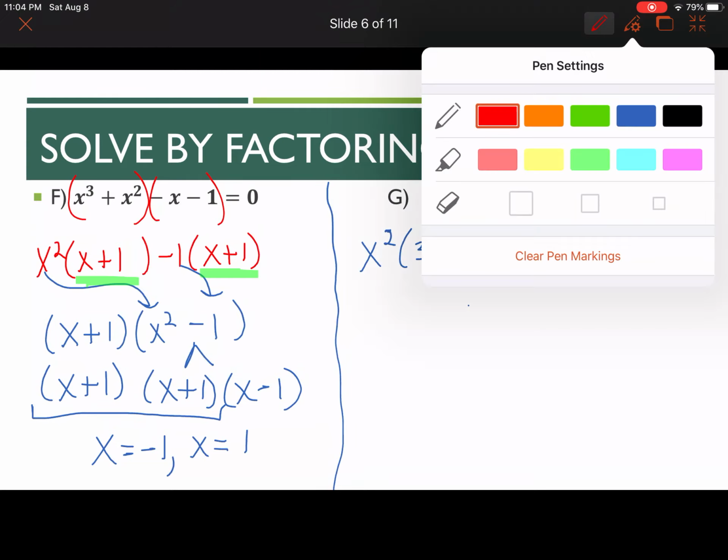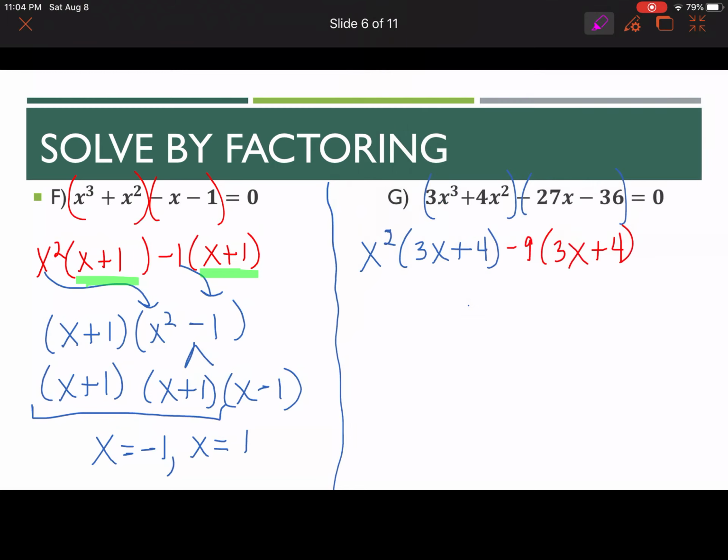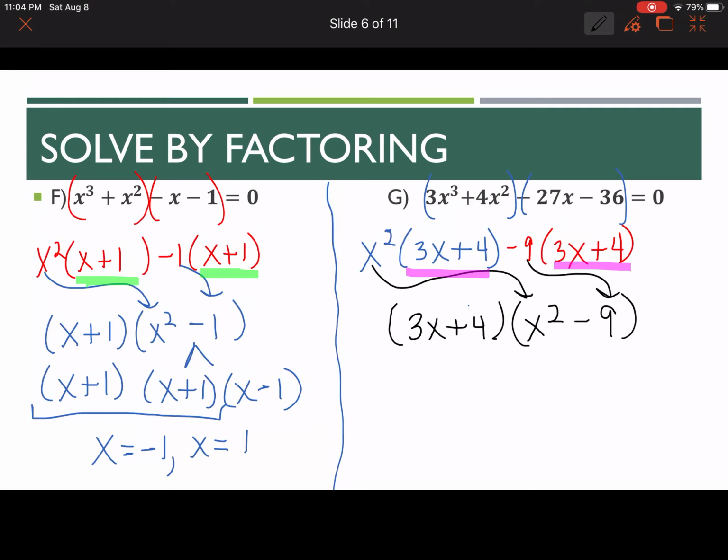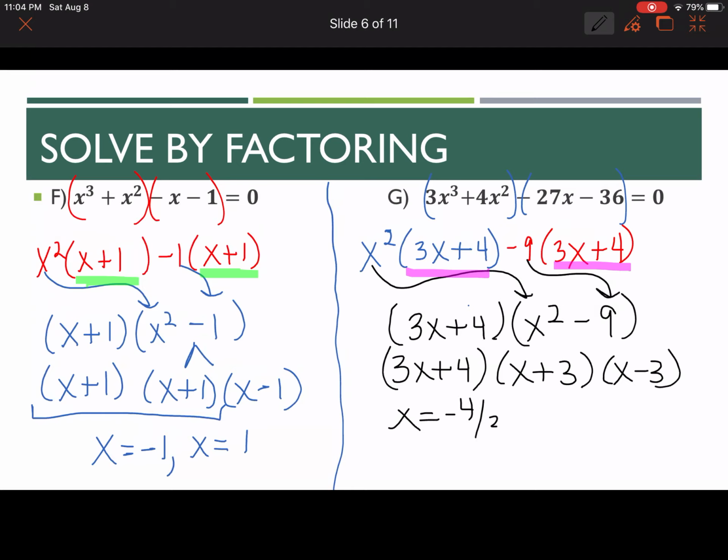And again, look at what we have here. Notice that these match. Okay, so when we write our two factors, our first one is 3x plus 4. And then in our second group, we have x squared and -9, which is the difference of two squares. So we have 3x plus 4, x plus 3, and x minus 3. So x equals -4/3, x equals positive and negative 3.